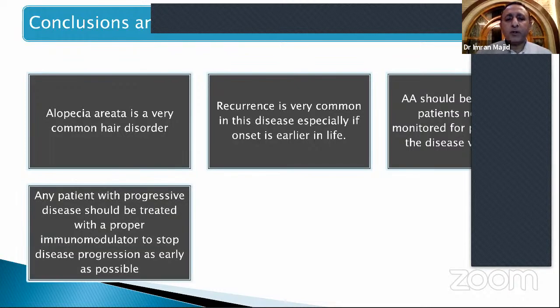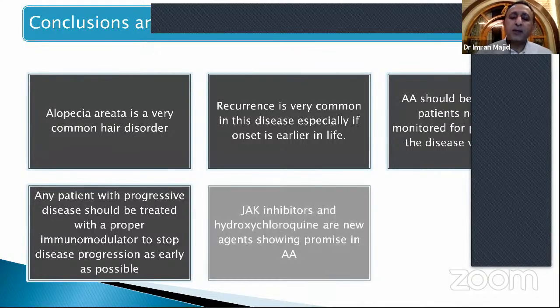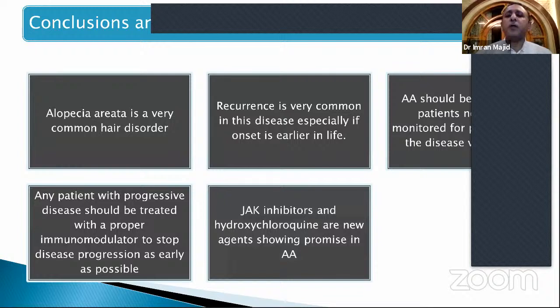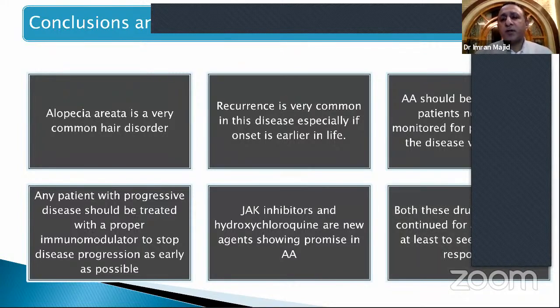Any patient with progressive disease should be treated with a proper immunomodulator to stop disease progression as early as possible. It is important to treat the patient in the first year of the disease and not wait for the disease to remain there for more than a year or 2 years. JAK inhibitors and hydroxychloroquine are new agents showing promise in alopecia areata. And remember that both these drugs have to be continued for a long time, at least 6 to 12 months, to see the response.